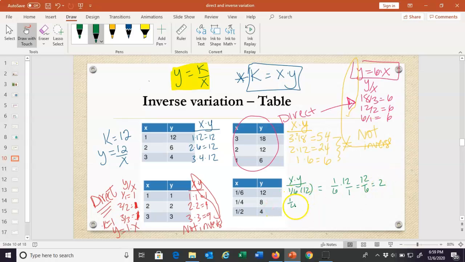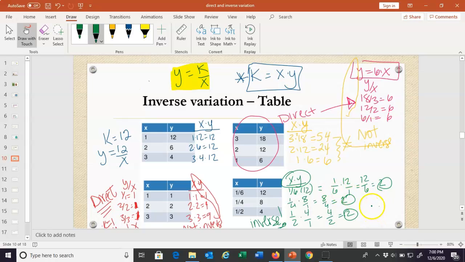How about 1/4 times 8? 8 over 4, which is 2. And 1/2 times 4? 4 over 2, which is 2. Yay, these are all the same. They are constant. So the inverse test checks out. This is inverse. So the equation is going to be, the general form is k over x, so 2 over x.